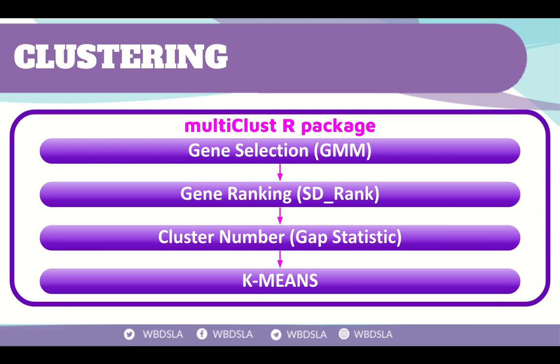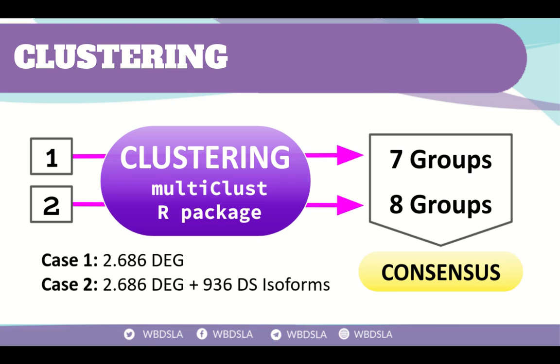The pipeline proposed by multi-class for identifying sample clusters was used for grouping tumoral samples. Two clusterings were obtained and then contrasted at the consensus step. The first clustering was based on the DEG, and the second one combined both DEG plus the differentially spliced isoforms that come from the DSG.